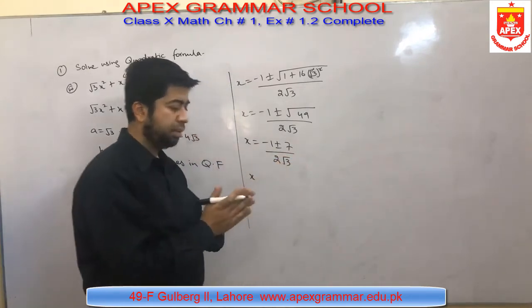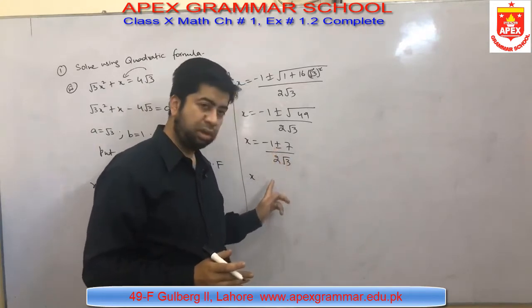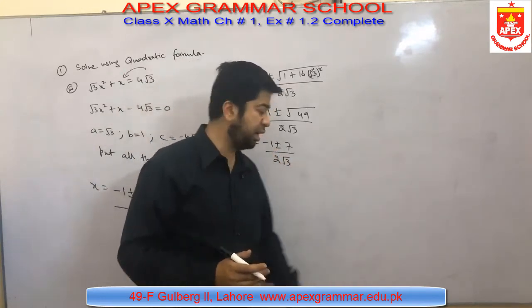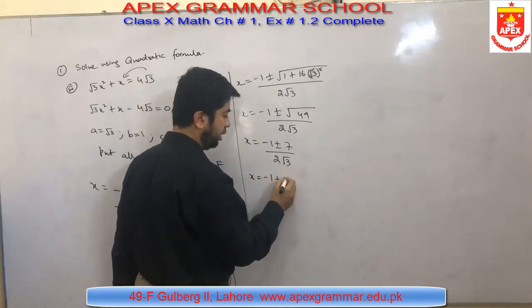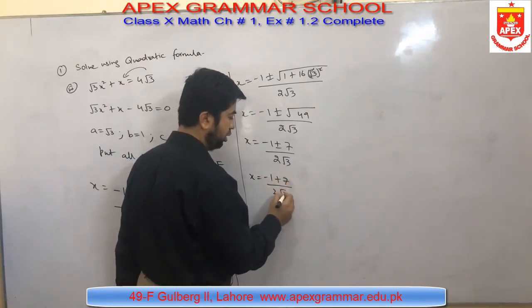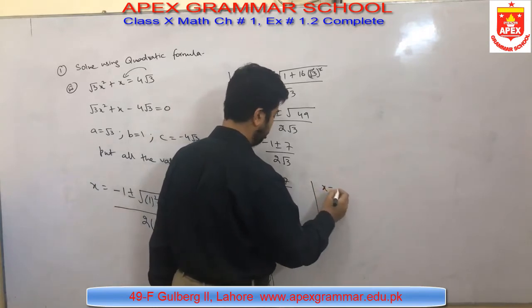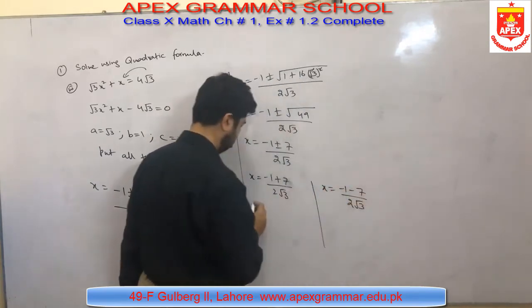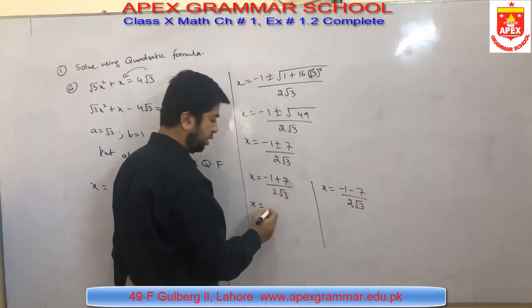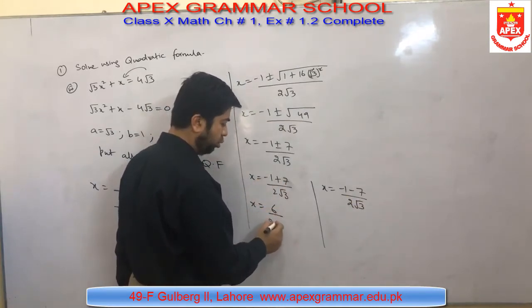So now you can split. The first is for positive and the second is for negative. x is equal to minus 1 plus 7 divided by 2 under root 3, and the second is x is equal to minus 1 minus 7 over 2 under root 3. 7 minus 1, that is 6, divided by 2 under root 3. 2 1s are 2, 2 3s are 6.